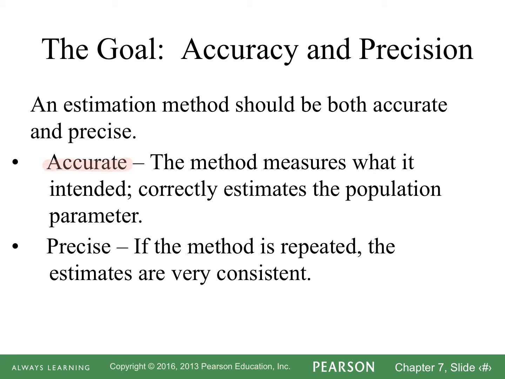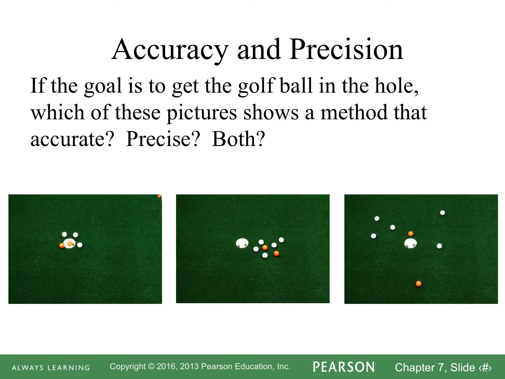Accurate means that the method measures what it intended to, and it also correctly estimates the population parameter. Precise means that if the method is repeated over and over, the estimates are likely to be very consistent. So here is an example to demonstrate accuracy and precision. If the goal in golf is to get the golf ball in the hole, which of these pictures shows a method that is both accurate and precise?